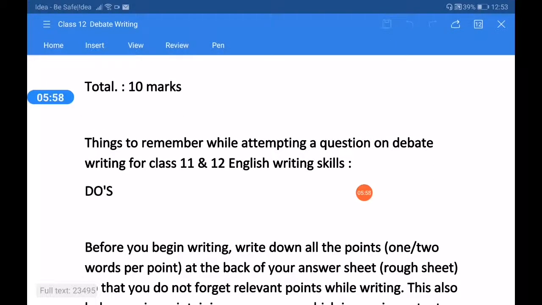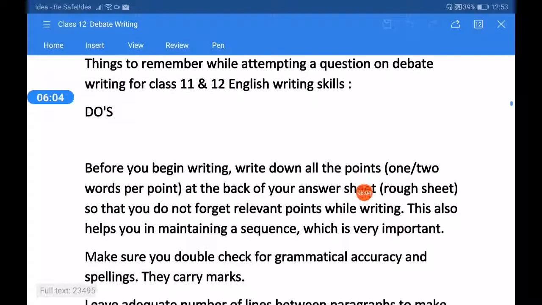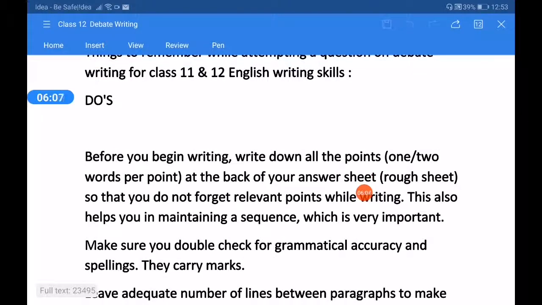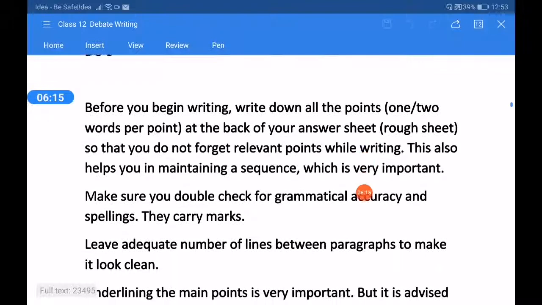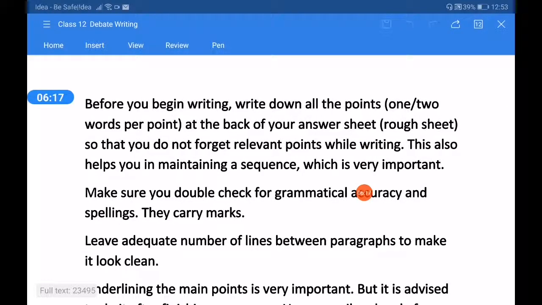Things to remember while attempting a question on debate writing for class 11th and 12th English writing skills. Do's, it means what you have to do. Before you begin writing, write down all the points, one or two words per point, at the back of your answer sheet or rough sheet so that you do not forget relevant points while writing. This also helps you in maintaining a sequence, which is very important.